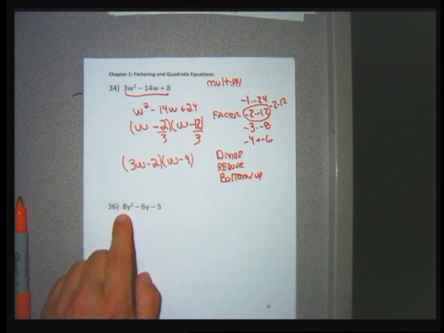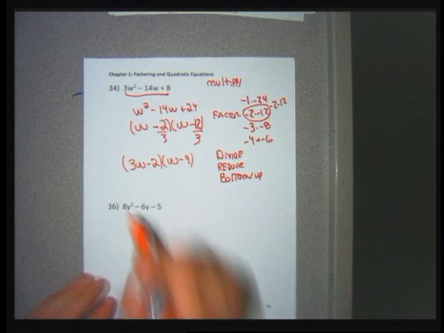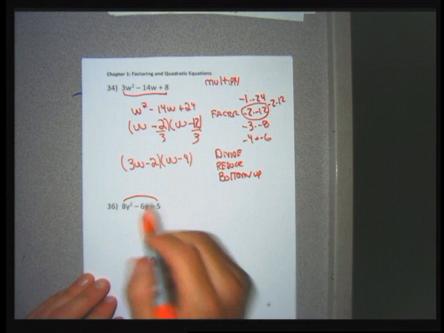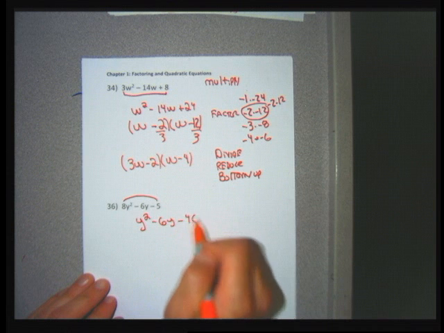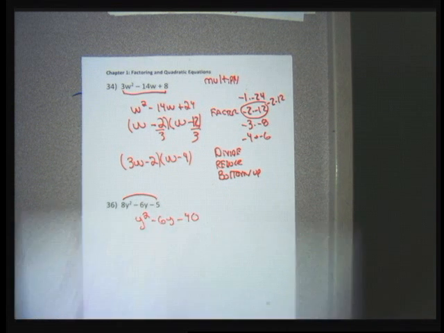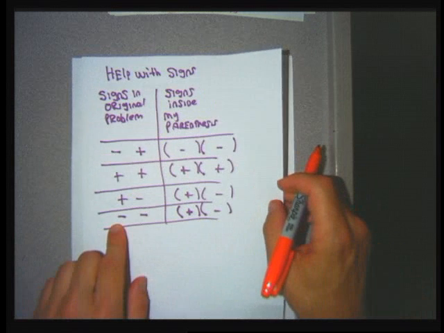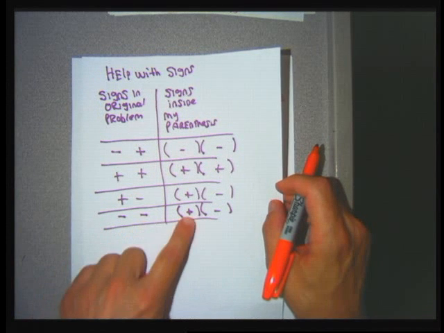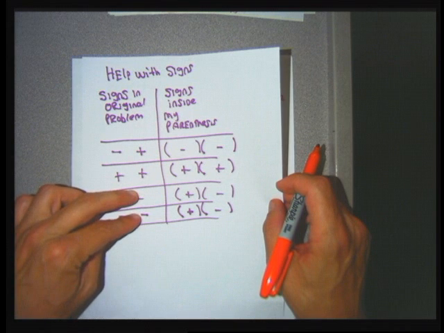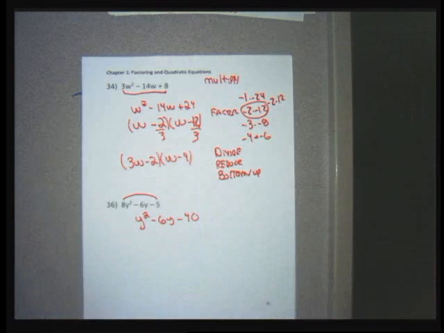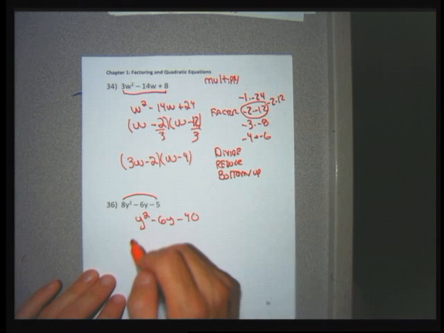Problem 36, first step is to multiply. So I'm going to multiply this 8 and 5 and get y squared minus 6y minus 40. Templated, the signs are minus and minus, so I need 1 plus and 1 minus. Anytime the second sign in the problem is minus, you get one of each. So that's the multiply part. Now I'm into the factor part.